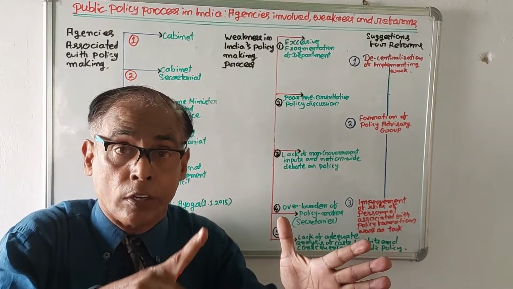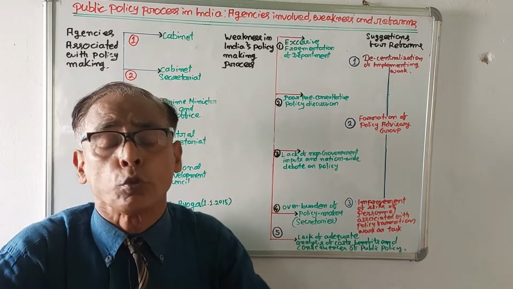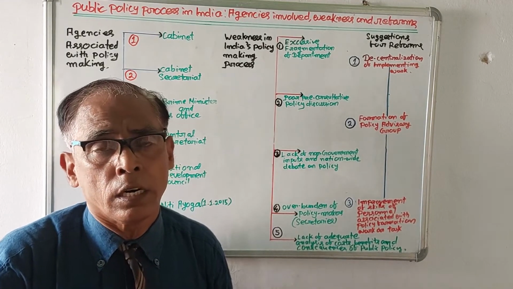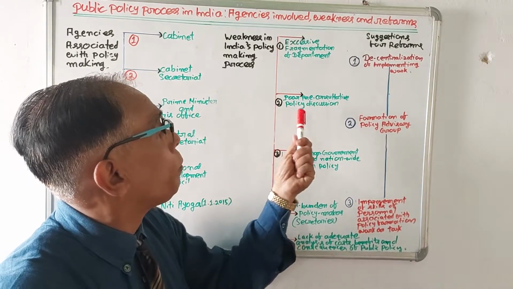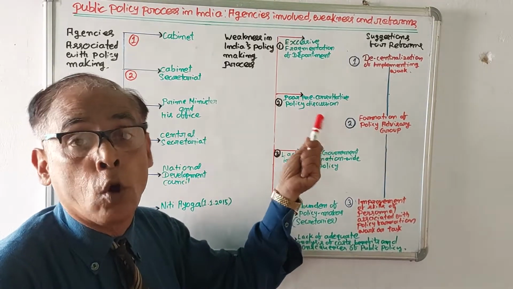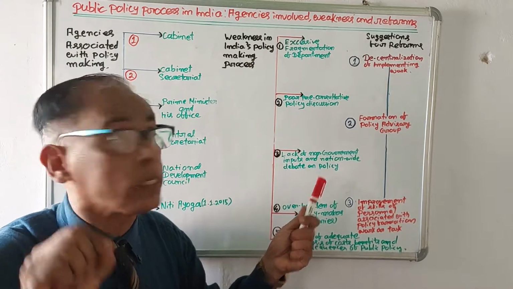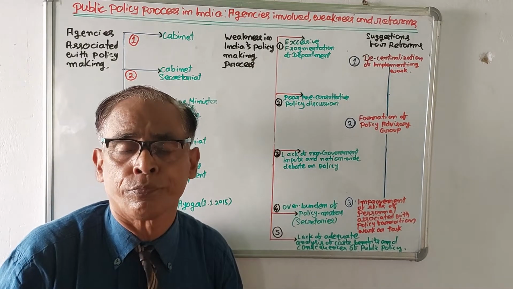So there is contradiction of their views. It is the first weakness of India's formulation of public policy. Number 2, power for pre-consultative policy discussion.